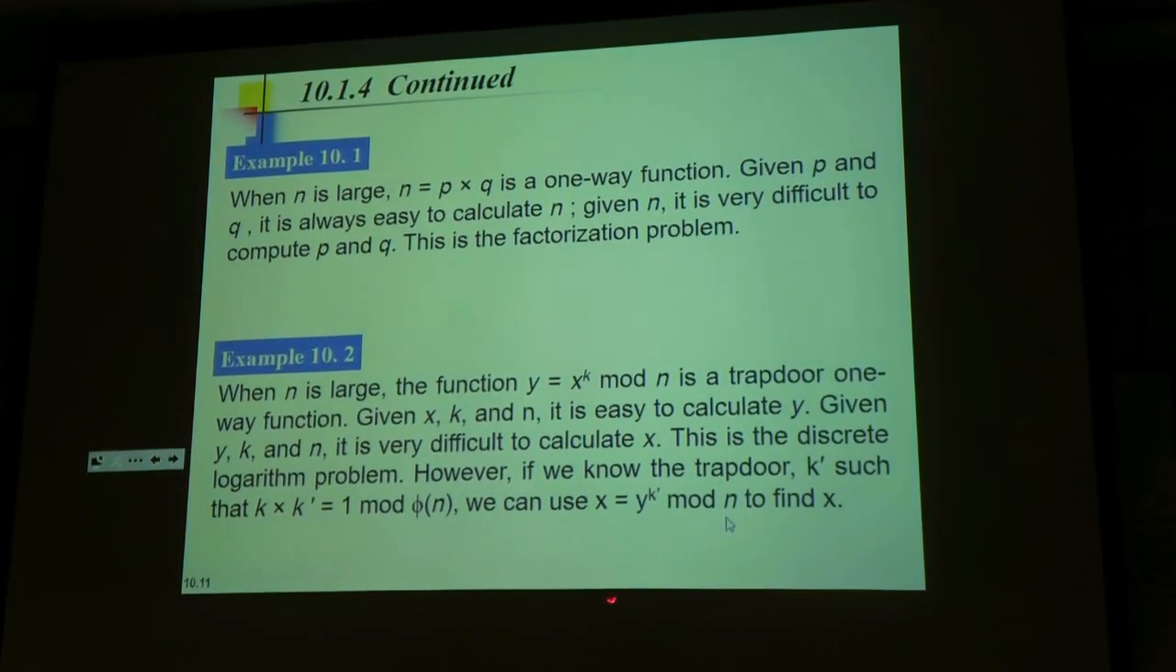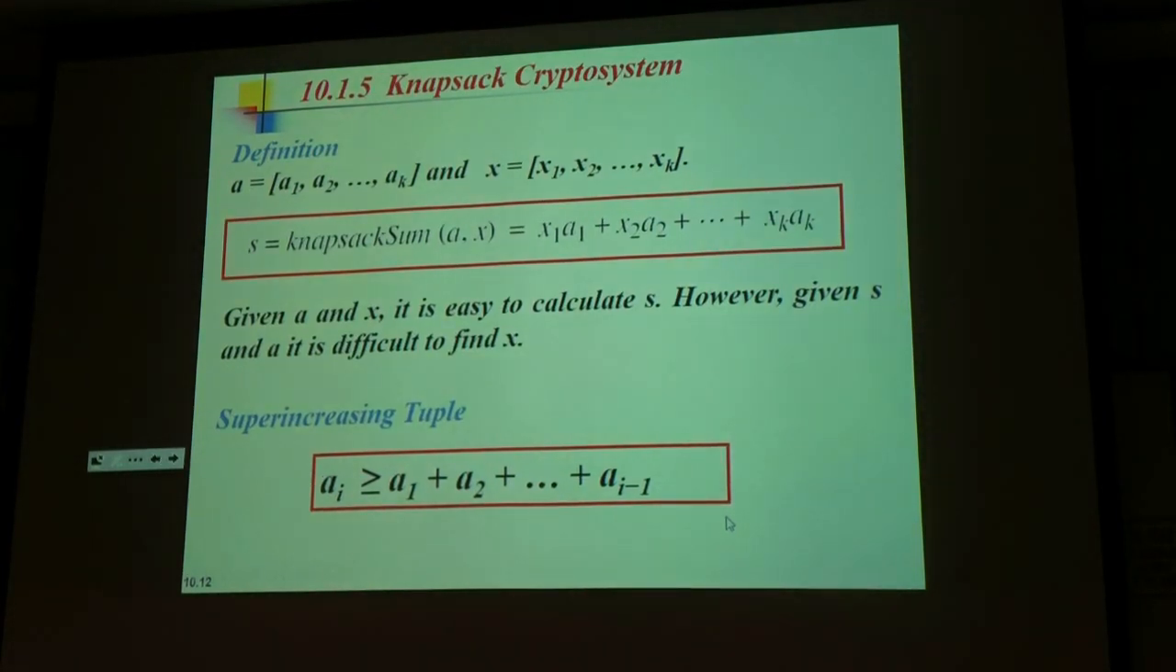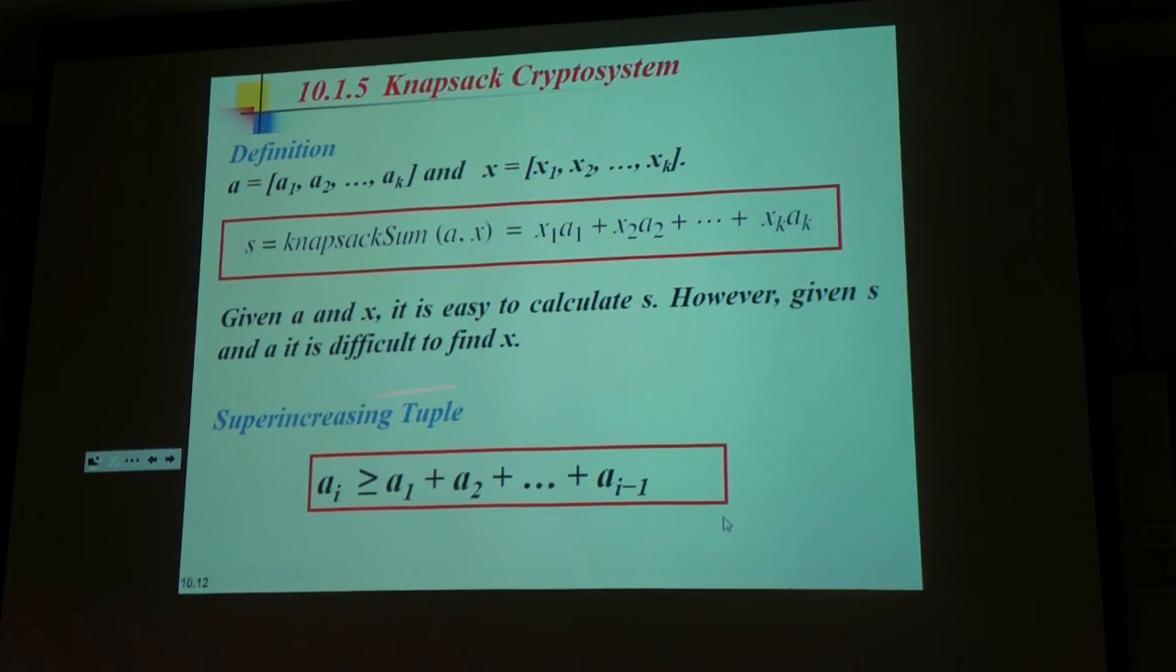All right, so what's the difference between example 10.1 and 10.2? This one is a one-way function. How about this? It's a trapdoor one-way function. So let's explain it with one of the protocols, the knapsack cryptosystem. The definition says we have A, which is a matrix with one row, A1, A2, up to AK, and X is X1, X2, up to XK. So what is the size of A? It's K digits, and here is K.